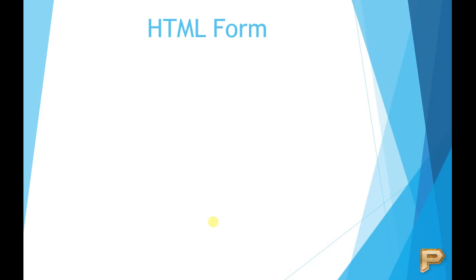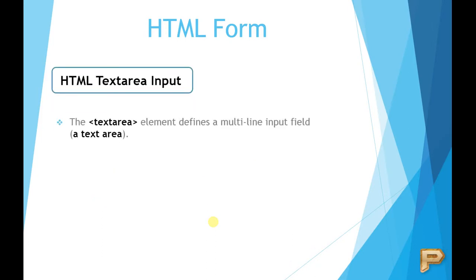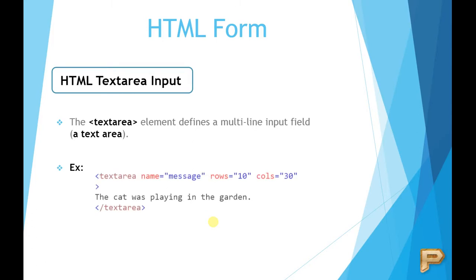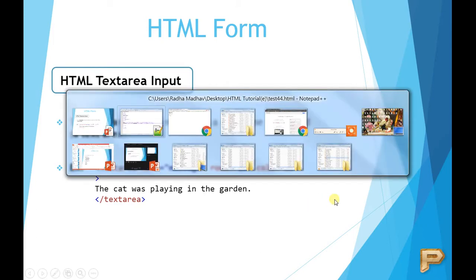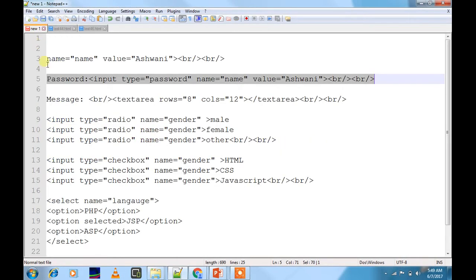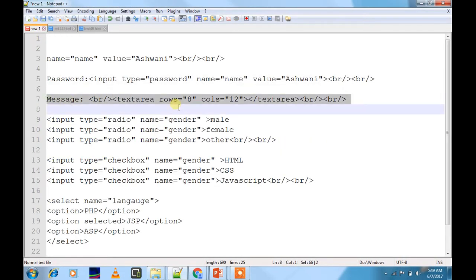how to take a password. Now we will see the HTML text area input. The text area element defines a multi-line input field. Example is this: textarea name, rows, columns, the cat was playing in the garden. When we write this code, a text box will be generated in which we can write as much as we want, but we will specify the rows and columns, up to what rows and what columns we can write. We'll go to Notepad++, and this is that text area I was talking about.